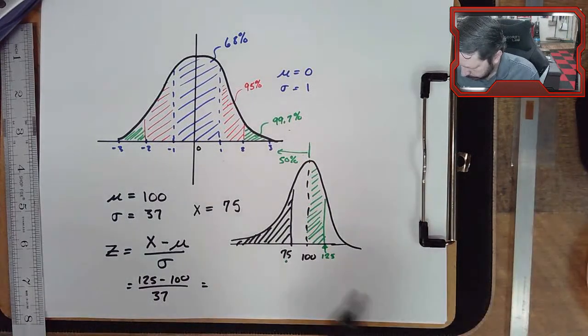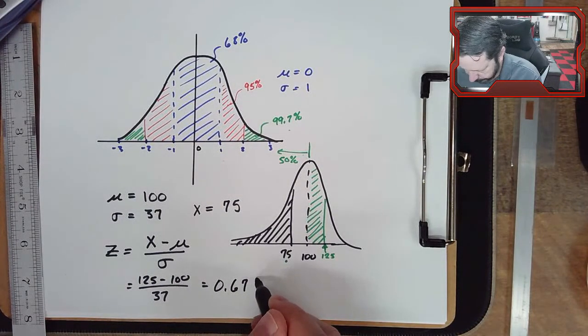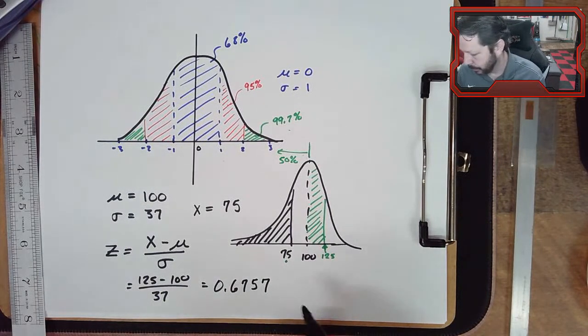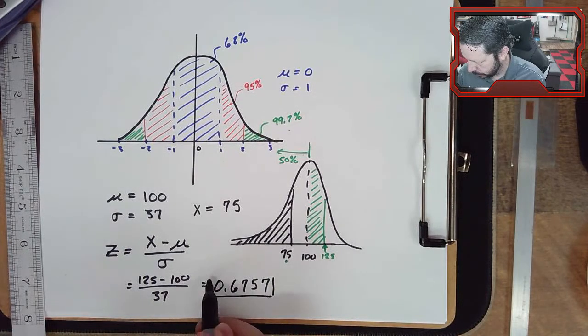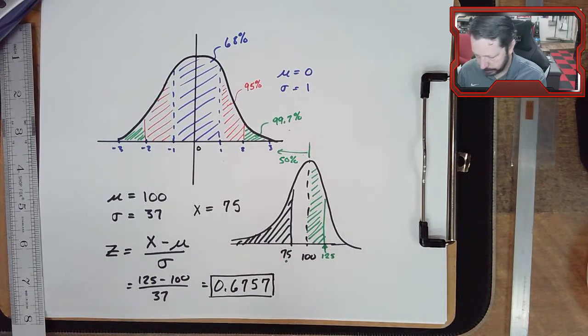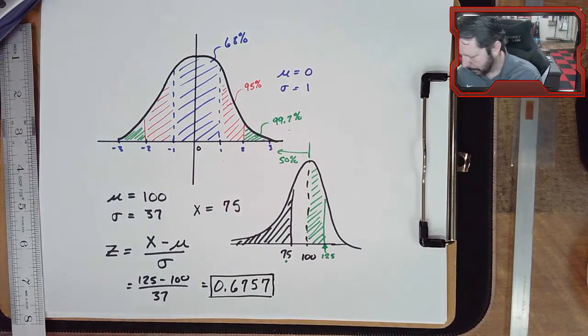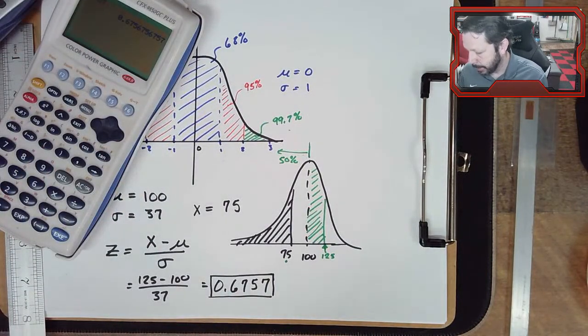0.6757. Our decimal, we only have 4 decimal places in the chart, so we'll use 4 decimal places here. So this is the z value that I need to find in the chart. Actually, for the z value, we only have 2 decimal places. This is way more than what we need. All right, so we need to find a z value of 0.68 actually.